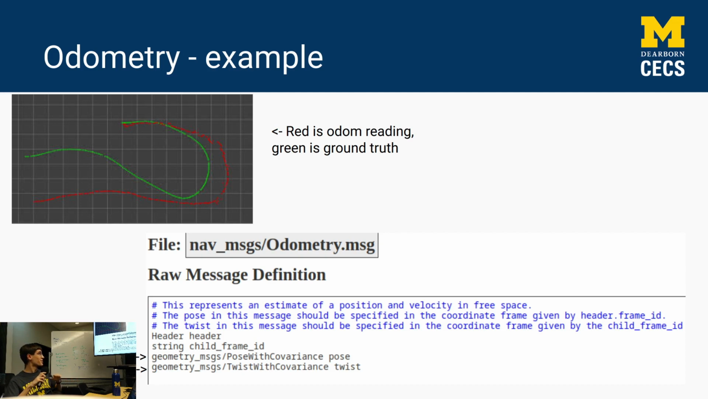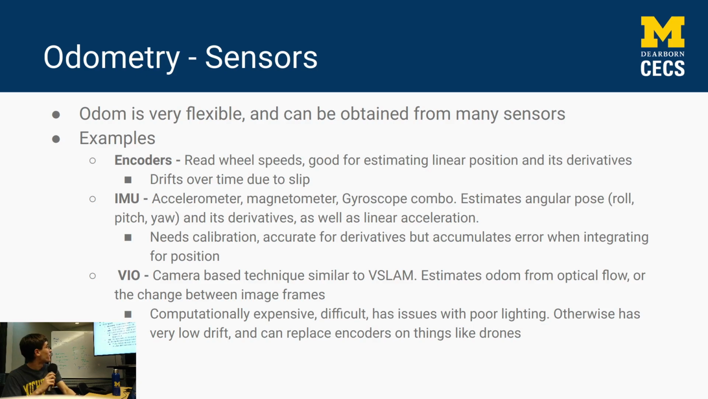I want to mention that odometry isn't a strictly defined thing. This annoyed me a lot trying to research. But generally, it's the notion of basically just what our sensors are telling us, is a good way to think about it. And speaking of which, Odom is probably the most flexible out of any part of navigation, in that you can get it from a lot of places.